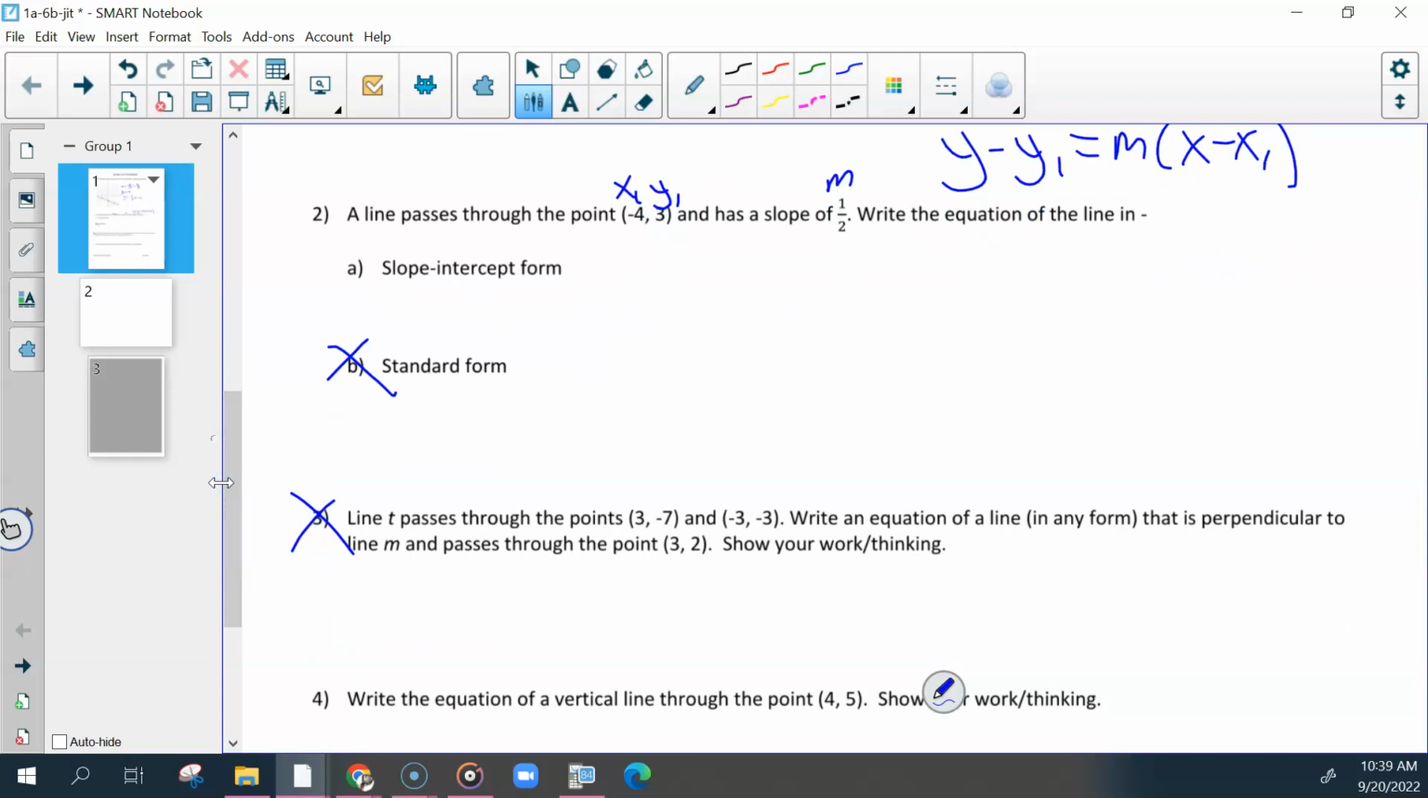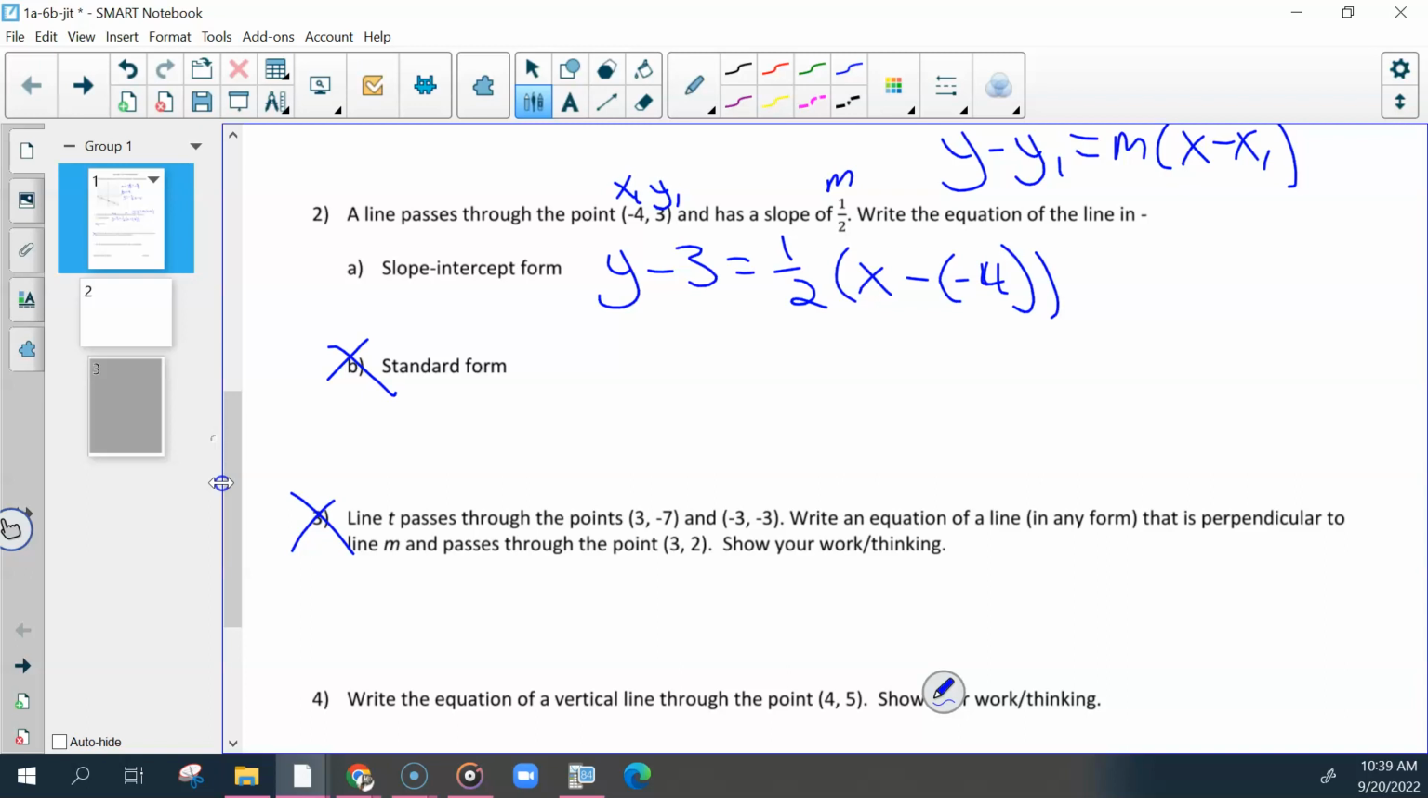And then we have x1, y1, m, so I'm going to replace all of those values. Y minus 3 equals my slope of 1/2, times x minus my x1, which is -4, so I'm going to put that in parentheses. I don't know if we did an example quite like this one. We may have, I don't remember.